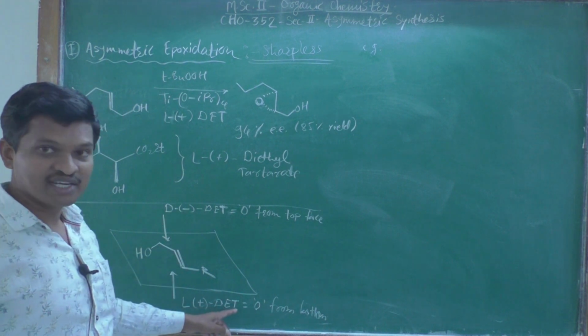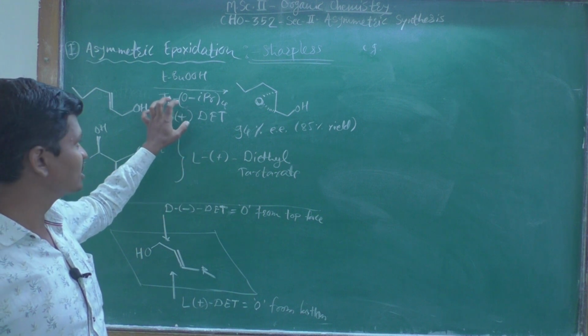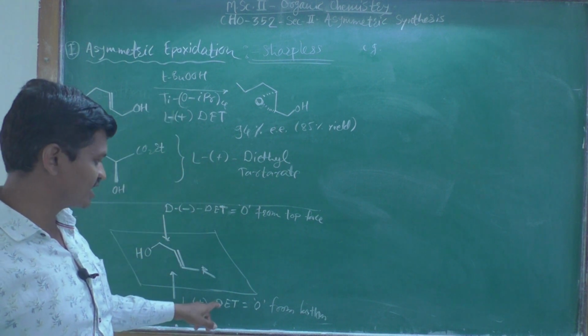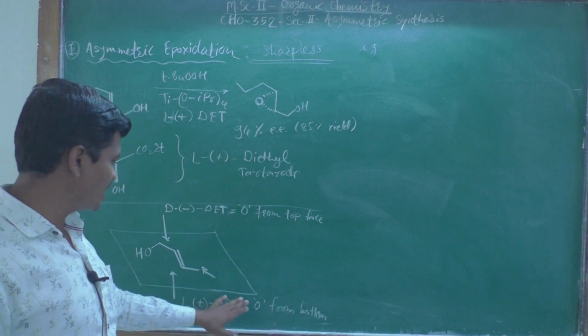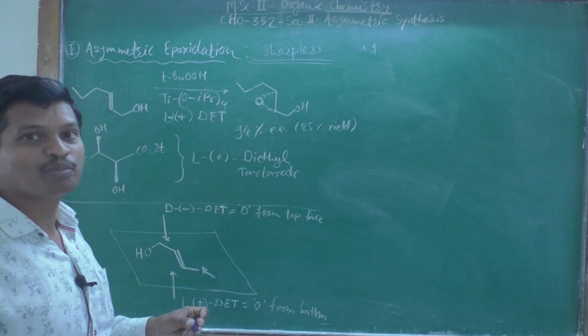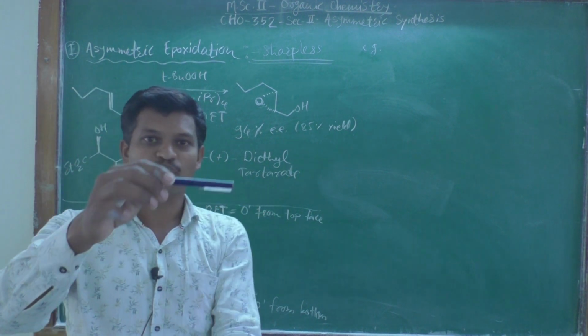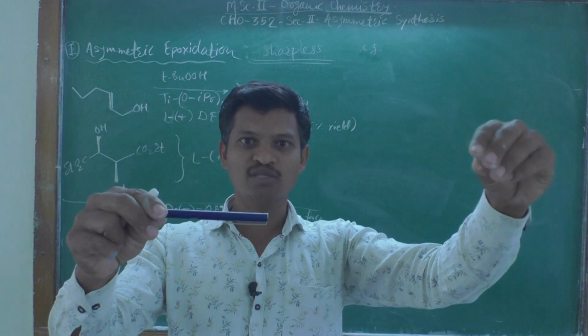L plus diethyl tartarate, the similar case in this example? With L plus diethyl tartarate, the oxygen atom is delivered across this carbon-carbon double bond from the bottom face of the alkene. So this is a carbon-carbon double bond. Let us say this is the CH2OH molecule.